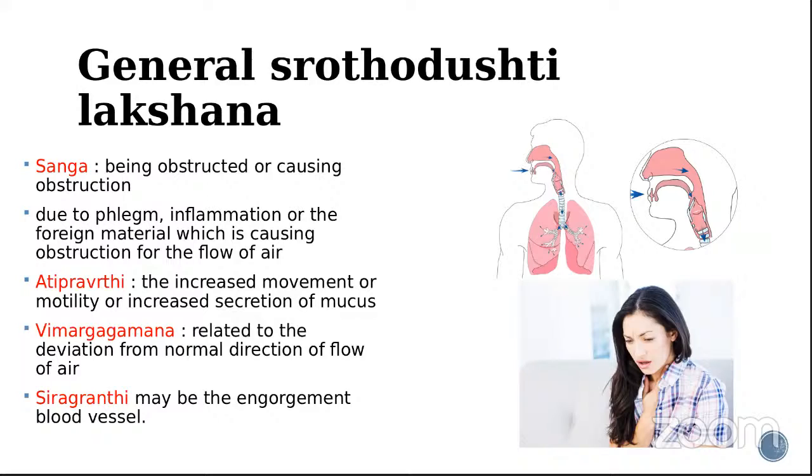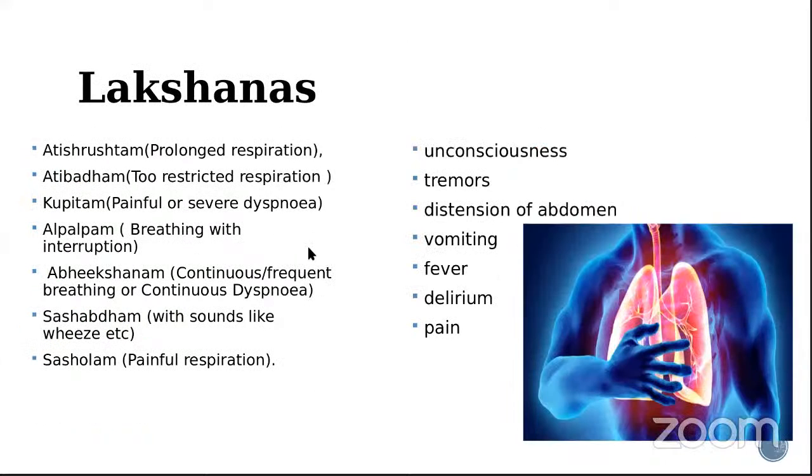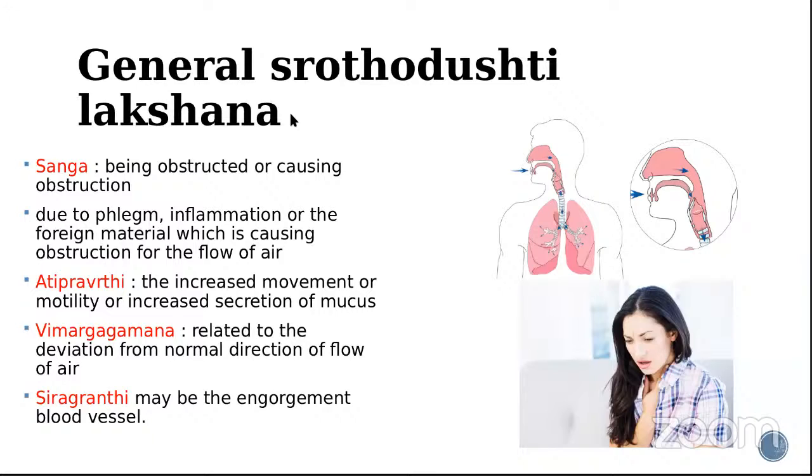The second point discussed in the Lakshana is Ati Pravrti. Ati Pravrti means excess functioning of something. That is, if our respiratory system is functioning excessively, if the person is inhaling and exhaling abnormally more than what is required, or there is abnormally increased movement of the muscles involved in respiration, or more secretion of mucus. All these we can consider as Ati Pravrti, or excess functioning of the respiratory system, the Pranavaha Srotas.